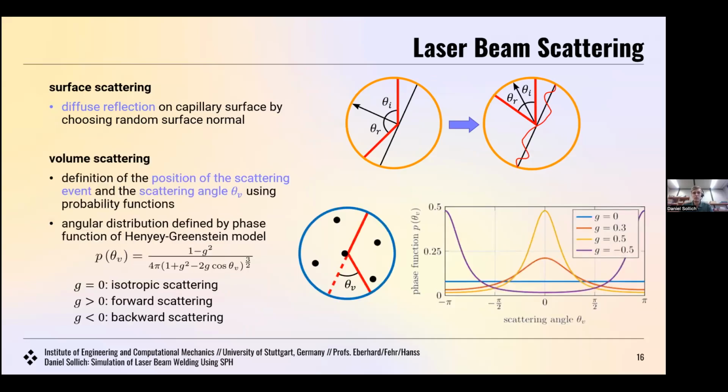Volume scattering is a bit more complicated. Here we need to define two things. First of all, we need to calculate or determine a distance which our ray needs to travel or propagate to our next scattering event. And when we know the scattering event, we also need to define a scattering angle at which our ray gets deflected. For the scattering angle, we apply the Henyey-Greenstein model, which basically defines the probability function for the scattering angle.